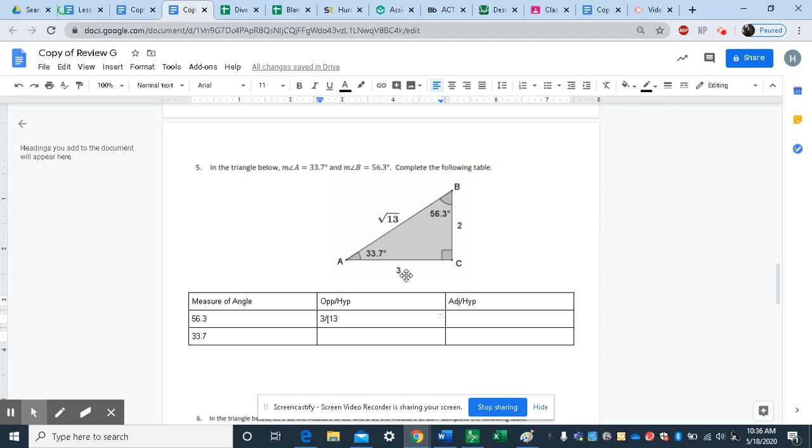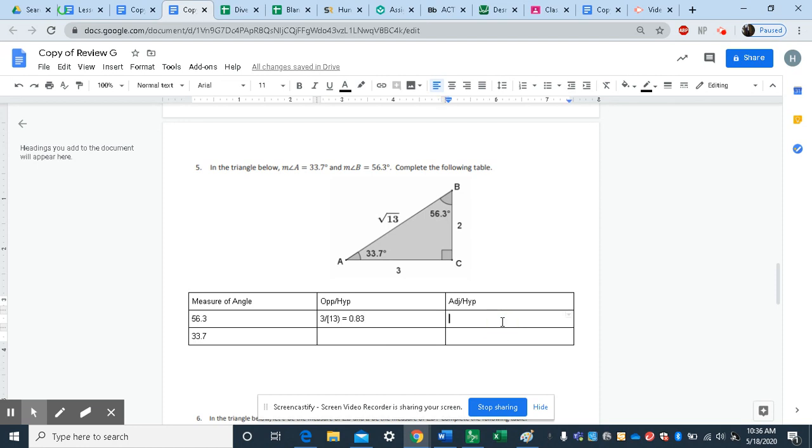We're going to do 3 divided by the square root of 13. Okay, so the square root of 13 equals 3.61. So we're going to do 3 divided by 3.61, which equals 0.83. And again, we're just going to round to 2 decimal places.